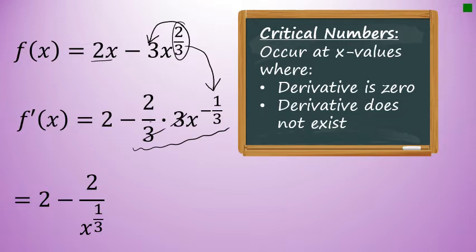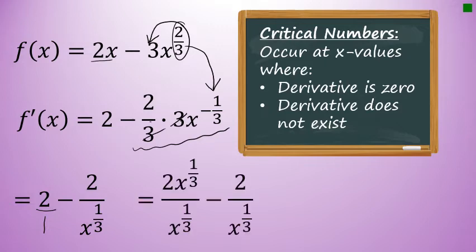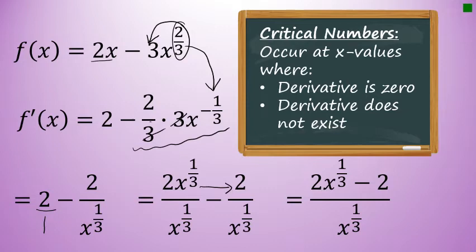It will be easier to find the critical numbers if I get a common denominator and combine these two terms. Here, the common denominator between 2 over 1 and 2 over x to the 1/3 is x to the 1/3 power. Writing the first term over x to the 1/3, I have 2x to the 1/3 over x to the 1/3, and the second term remains unchanged, 2 over x to the 1/3. Now, I will combine these two terms and write it as one fraction, 2x to the 1/3 minus 2, all over the common denominator, x to the 1/3 power. I finally have a simplified derivative, so now it's on to finding the critical numbers.